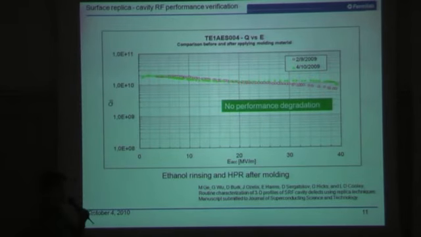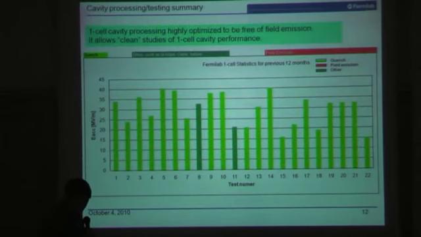And of course, we have to worry about whether the silicon rubber will actually degrade the cavity surface and performance. We actually tested a couple of cavities. This is one example showing that after the replica application, the cavity does not degrade. That means we can replicate the areas again and again and again without worrying about the problem.